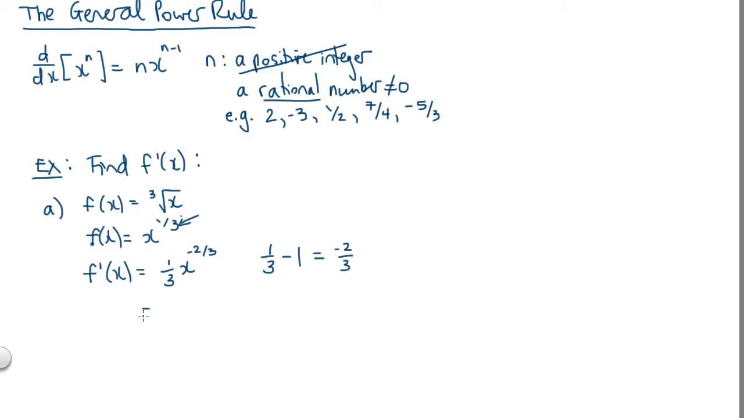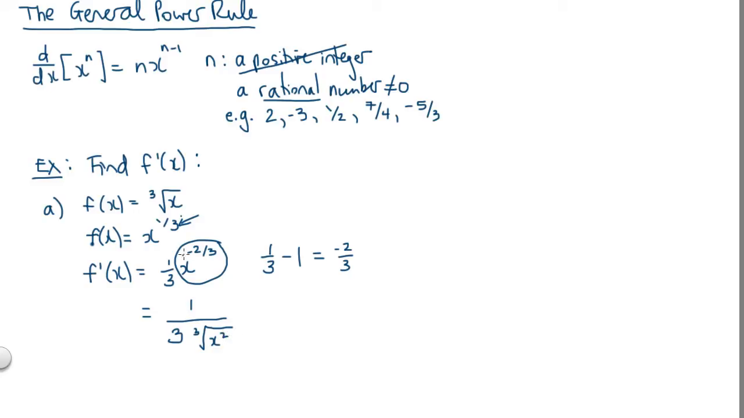Now it's a good idea to put our answer back in the original form that the question was in. It was originally written in terms of a root, so let's rewrite this. We'll have 1/3, and the negative exponent takes the quantity down into the denominator. So we'll have x to the 2/3 in the denominator. The denominator of the power, that 3, corresponds to a cube root. So we've got a cube root of x squared in our denominator.